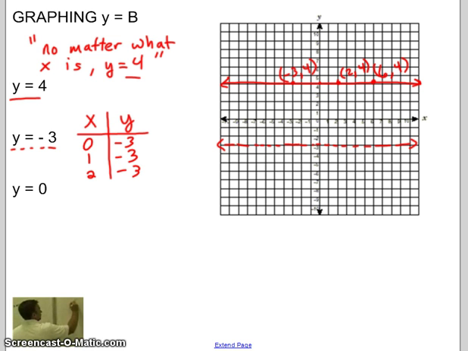The last one, y equals 0, is pretty interesting because it's actually right here, and it's a horizontal line. So we say that y equals 0 is the x-axis. And again, no matter what x equals, y equals 0.